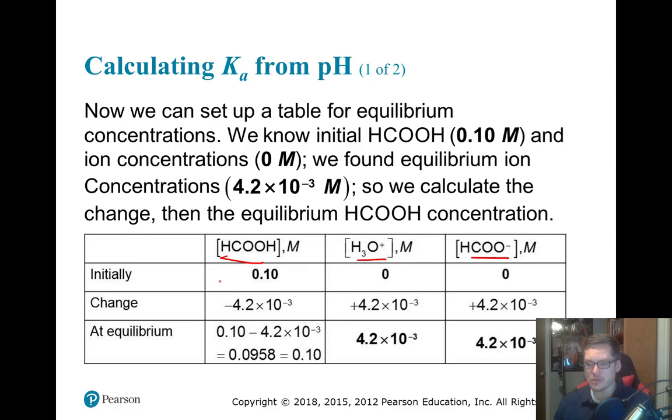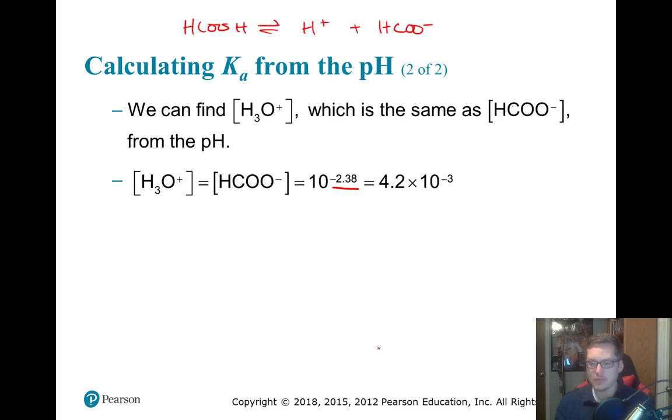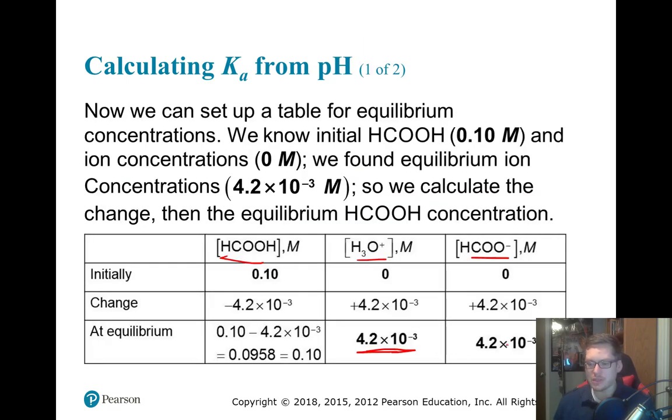Notice here are our initial concentrations. There's that 0.1 we talked about earlier, and we're starting with 0 hydronium and 0 formate. Then here is the concentration we calculated in the previous slide from the pH, this 4.2 times 10 to the minus third. We know these two are equal to each other, so the change had to have been plus 4.2 times 10 to the minus third. Because these are both products and this is a reactant, the formic acid would have had to go down by that same amount. So the equilibrium concentration of formic acid was equal to this, but with sig figs it's equal to this.